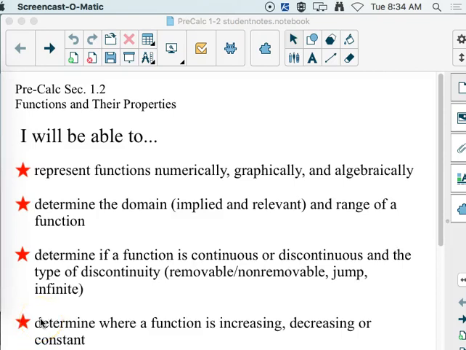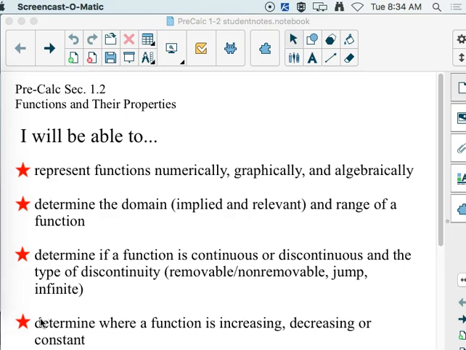Pieces of a puzzle: objectives. And we've got functions and their properties, and you guys know a lot about functions already. Today is going to be a lot of reminders of things that you already know about functions. So we will be able to represent functions numerically, graphically, and algebraically.